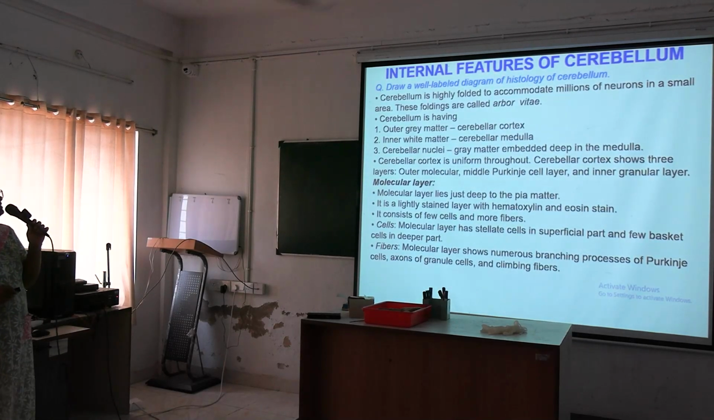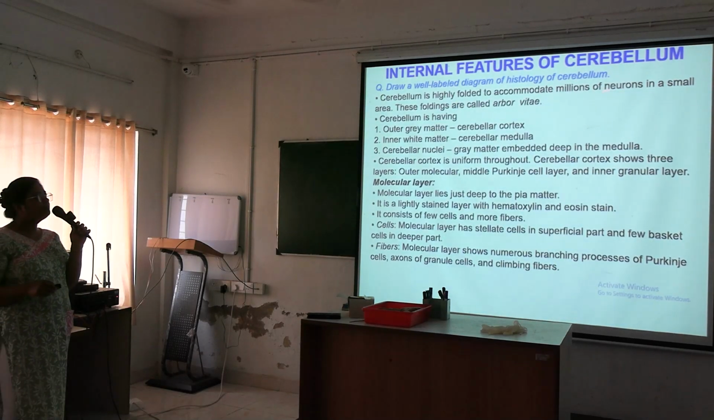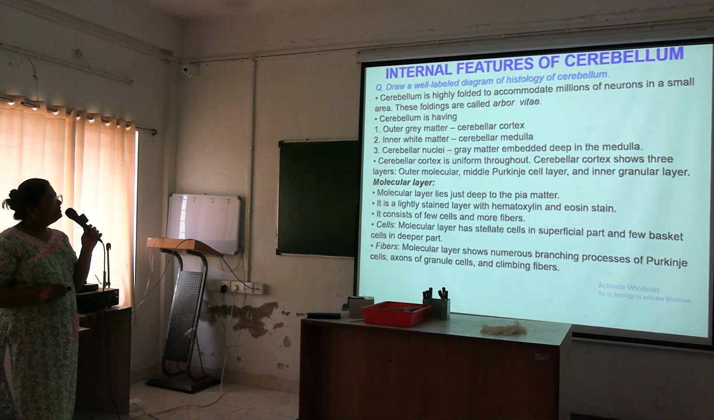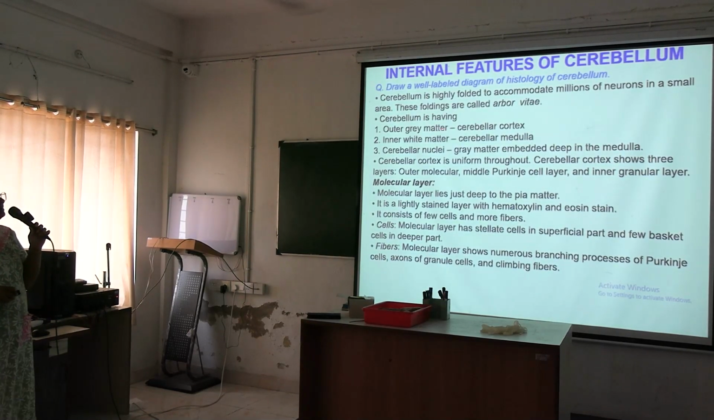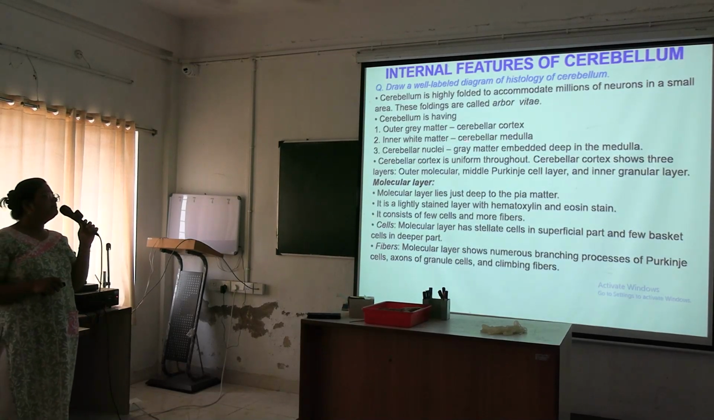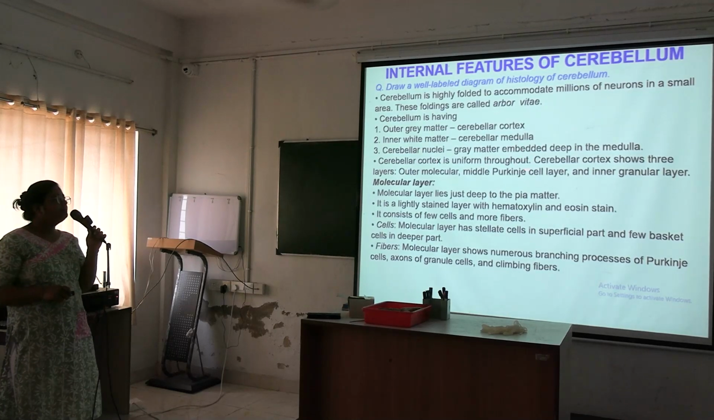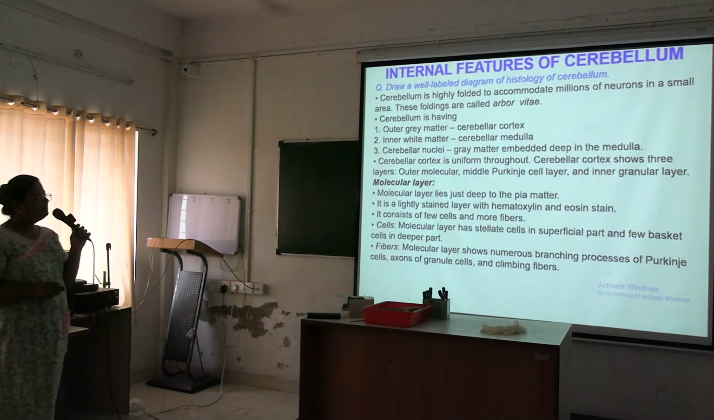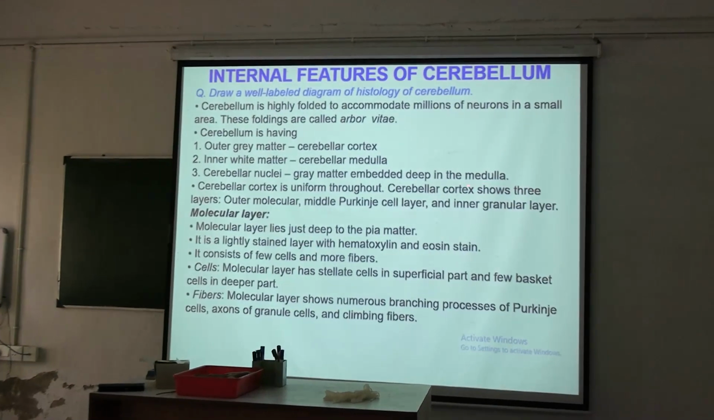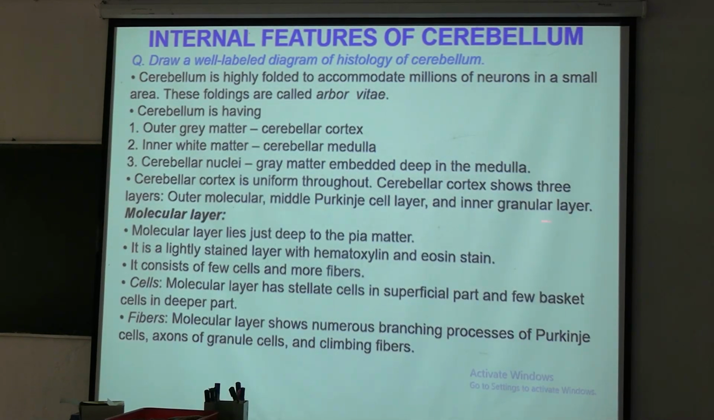Next we are going to the internal features of the cerebellum. The cerebellum is highly folded to accommodate millions of neurons in a small area, and these foldings are called arbor vitae. Okay. The cerebellum has outer grey matter, the cerebellar cortex, and inner white matter, the cerebellar medulla. Cerebellar nuclei are grey matter embedded deep in the medulla. The cerebellar cortex is uniform throughout and shows three layers: the outer molecular layer, the middle Purkinje cell layer and the inner granular layer. Okay, this structure is important.